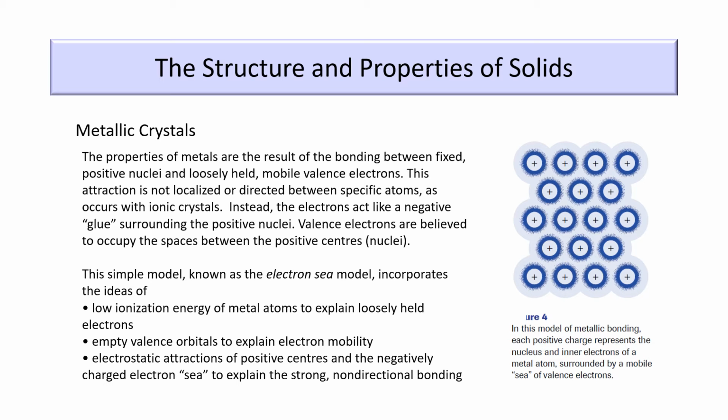This simple model, known as the electron sea model, incorporates the ideas of low ionization energy of metal atoms to explain loosely held electrons, empty valence orbitals to explain electron mobility, and electrostatic attractions of positive centers and the negatively charged electron sea to explain the strong non-directional bonding.